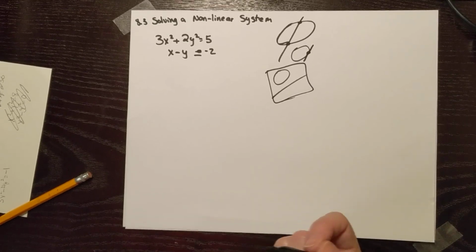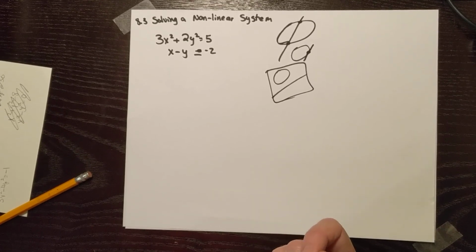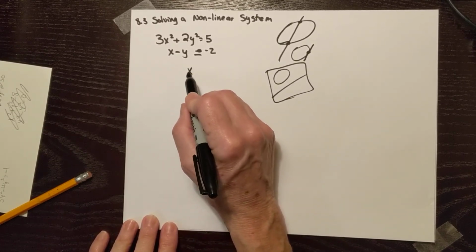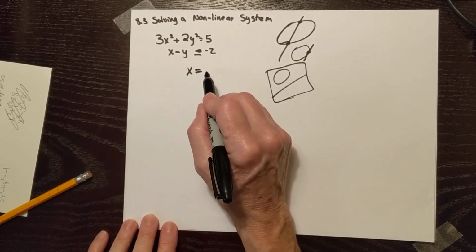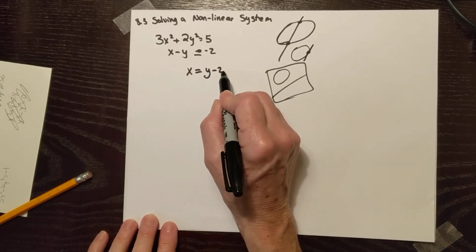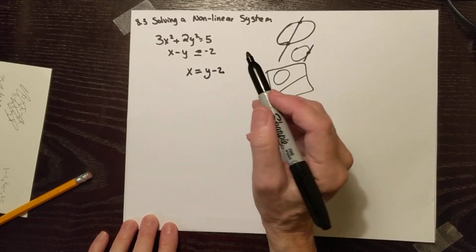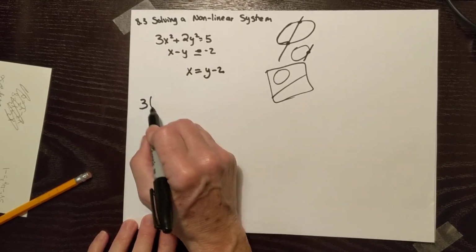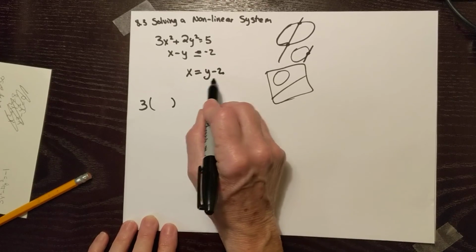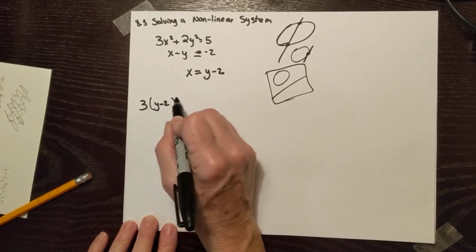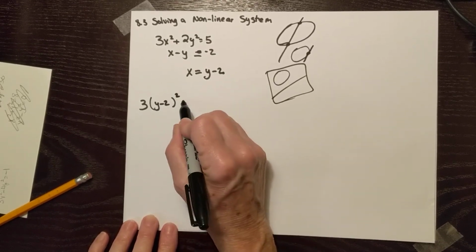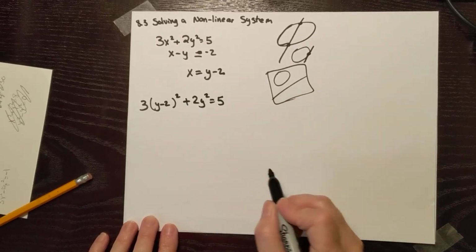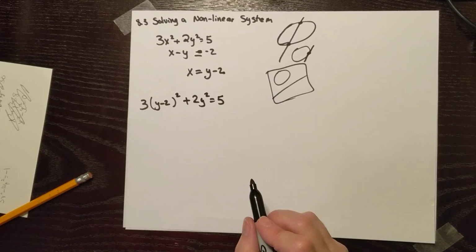So I'm going to choose to solve for one variable, get it by itself. I'm going to look at the second equation and get x by itself. X is equal to, I'm going to add y to both sides and get y minus 2. All right, then I'm going to look at the first equation. And instead of x for x squared, I'm going to substitute in y minus 2 for x, it's going to get squared, plus 2y squared is equal to 5. So that's just by substitution.